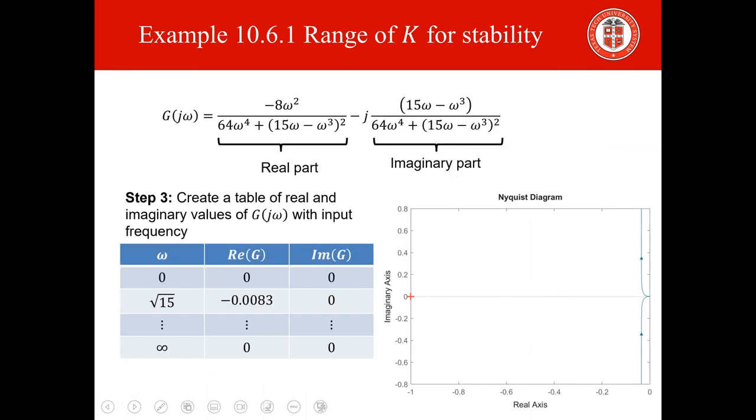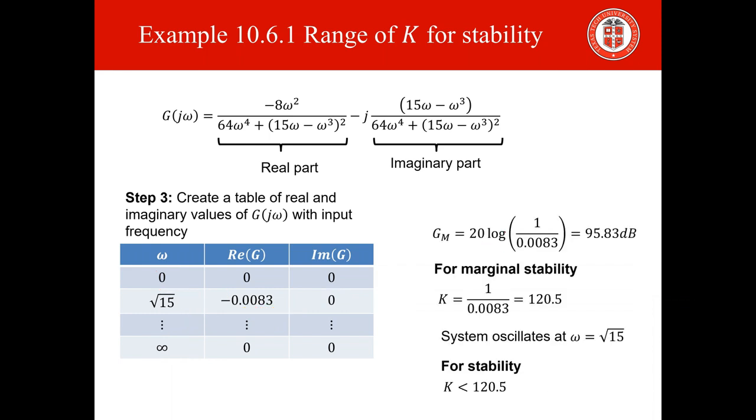So now that we have the real and the imaginary part, we can create our table. So we have values at 0 and infinity, and we can solve by fixing the imaginary part equal to 0. We'll solve for omega, and then we'll plug it into the real part. So this is our very small real axis intercept. And this will ultimately give us our gain margin, and will ultimately give us that range of K for stability.